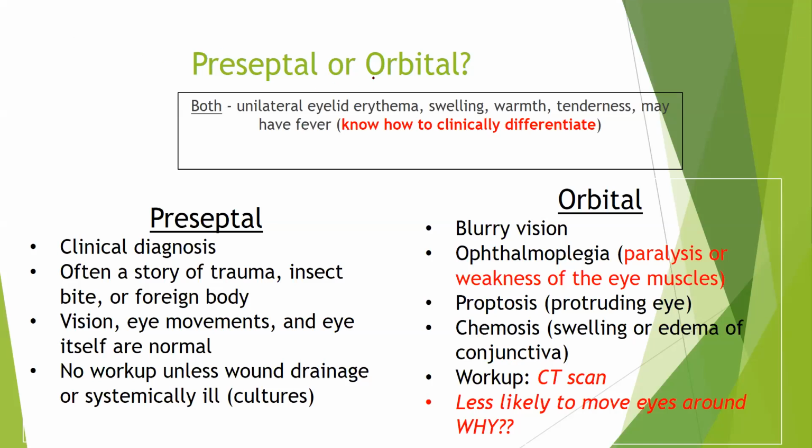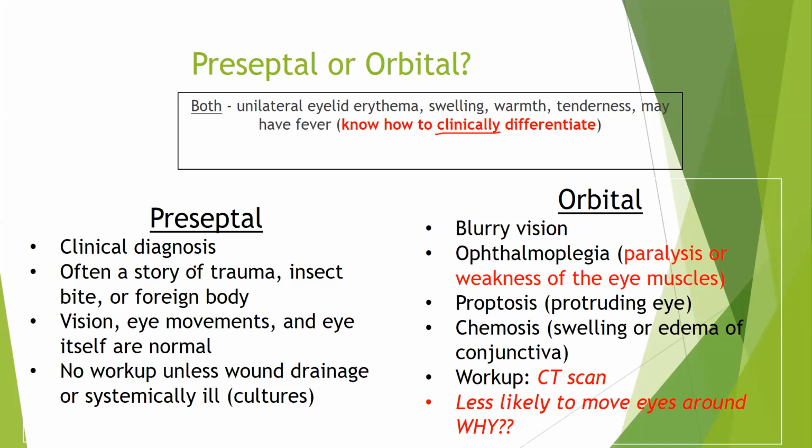So preseptal or orbital cellulitis. Both can be unilateral. They can both cause eyelid erythema, swelling, warmth, tenderness, and may have fever. You need to differentiate these clinically. Okay, so preseptal cellulitis is a clinical diagnosis.